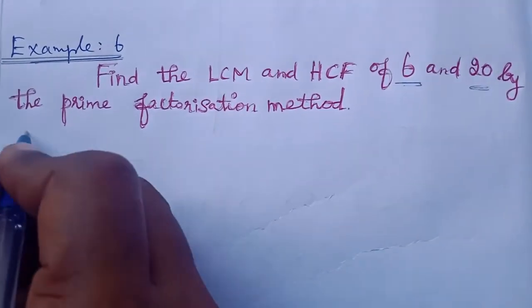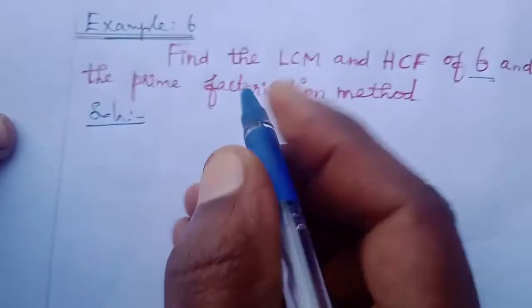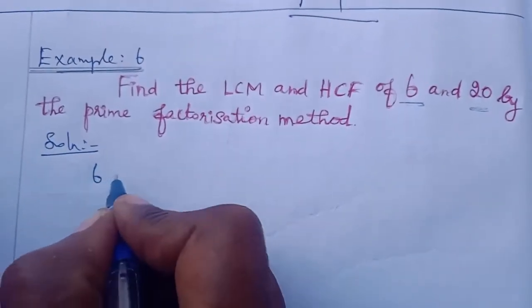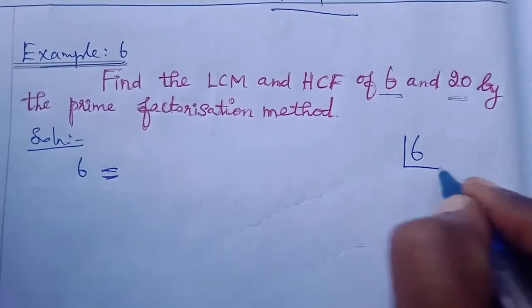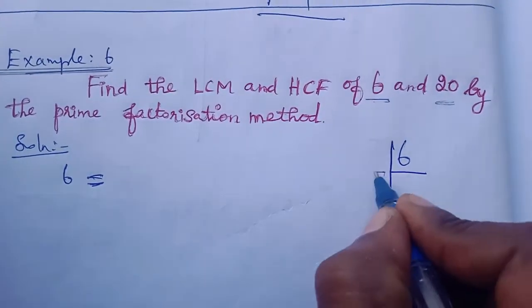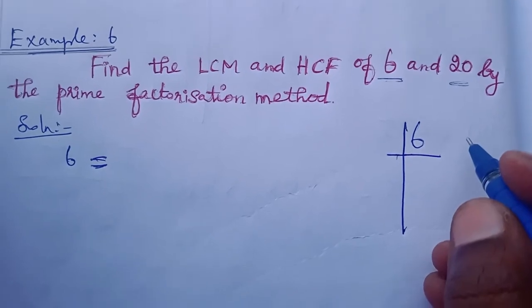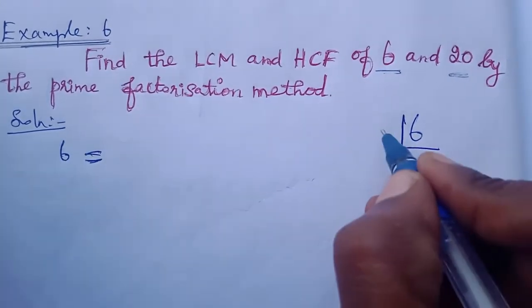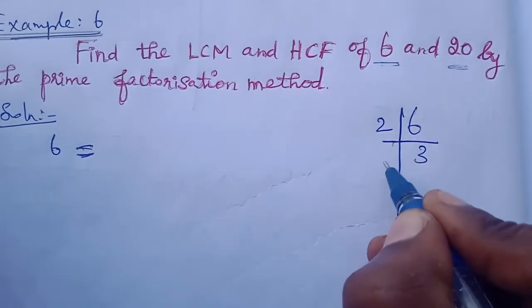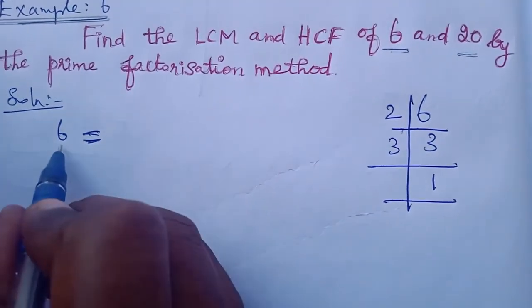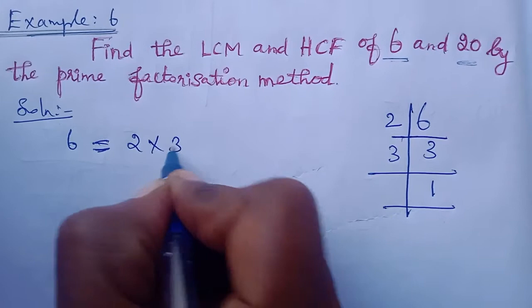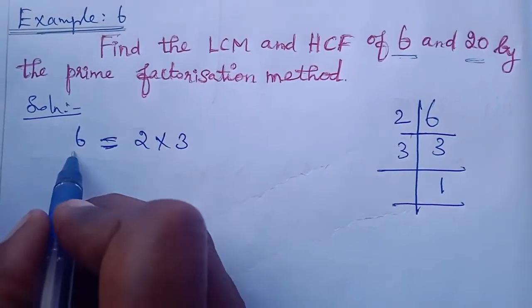Okay, solution. Prime factors: first for 6, what are the prime factors, and for 20. First one, 6. Yesterday I taught the sum, Exercise 1.2, first sum, in that same way only. In the 2 table, 3 times. Again 3 table, 1 time. That's it. So the factors for 6 are 2 into 3. These are the factors for number 6.